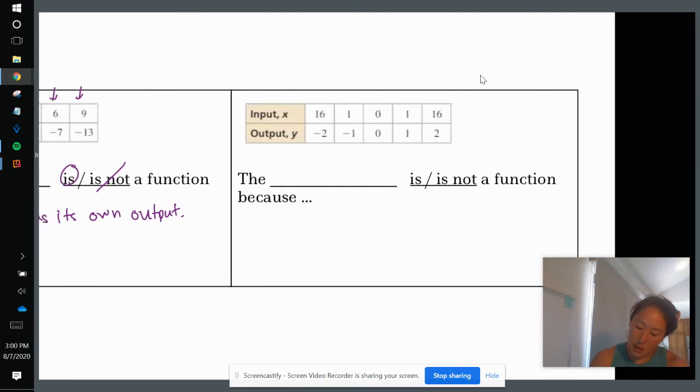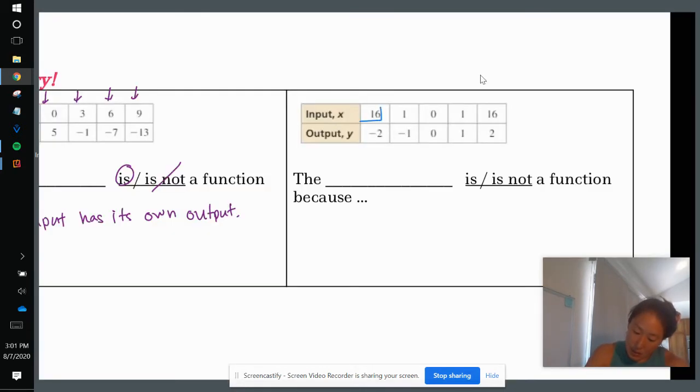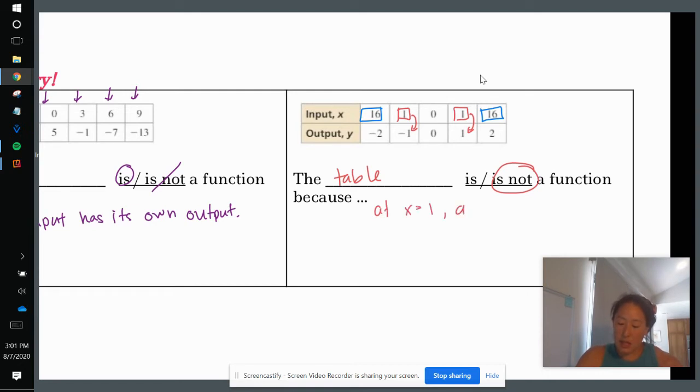Okay, the next one. I'm going to look for repeats in the x's. I can see that there's a repeat at 16 and 16 and at 1 and 1. So let's check out the ones. Do the outputs match? So when I press button 1, I got out a negative 1. When I press button 1, I got out a positive 1. Are these the same values? No. So is there consistency when x equals 1? No. So this table is not a function because at x equals 1 and at x equals 16, the outputs are not consistent.